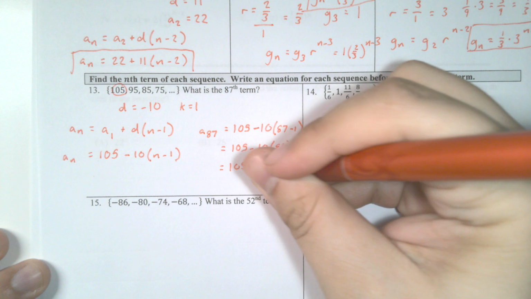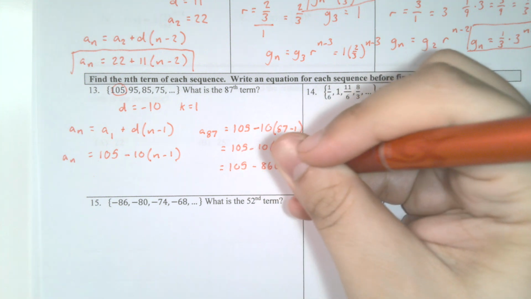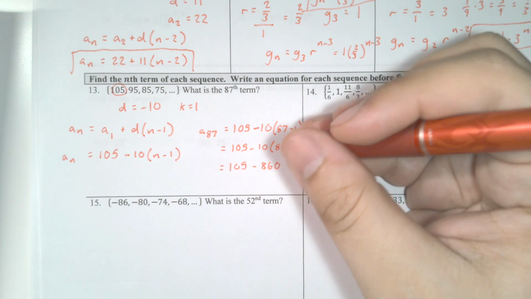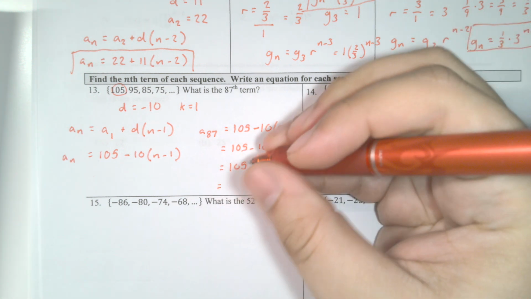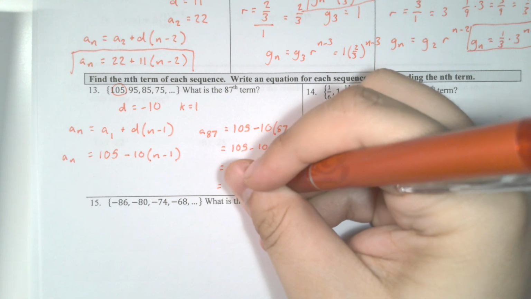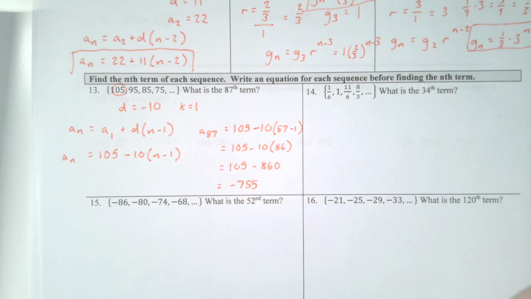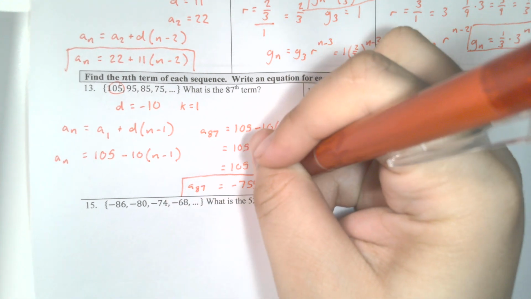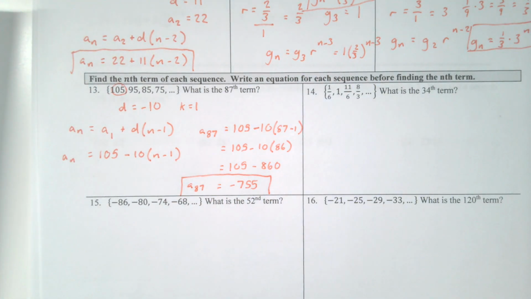105 minus 860. And my brain's not big enough to do that on the fly. But that is negative 755. So a sub 87 is equal to negative 755. And there we go.